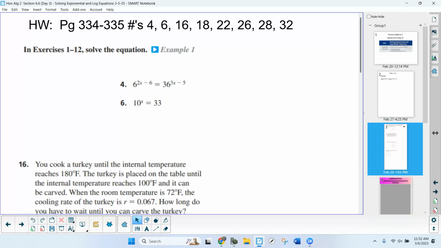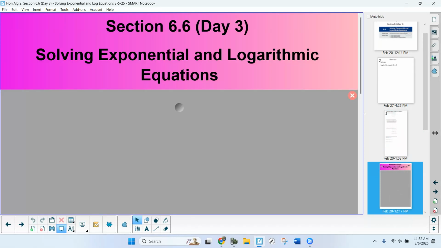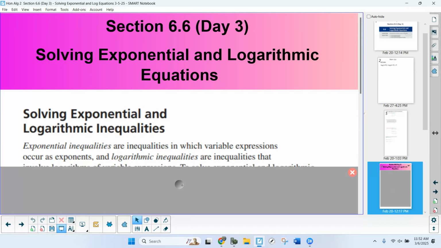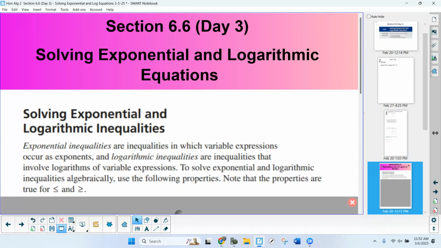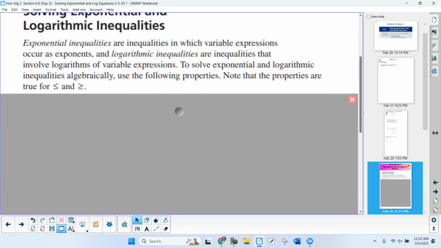Today, we're going to do day 3, and day 3 talks about solving inequalities. And there's 2 properties that we're going to talk about. First of all, what is an exponential inequality? An exponential inequality are inequalities in which the variable expressions occur as exponents. Log inequalities are inequalities that involve logarithms of variable expressions. To solve exponential and log inequalities algebraically, use the following properties.